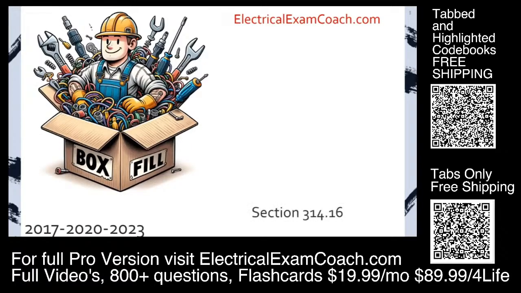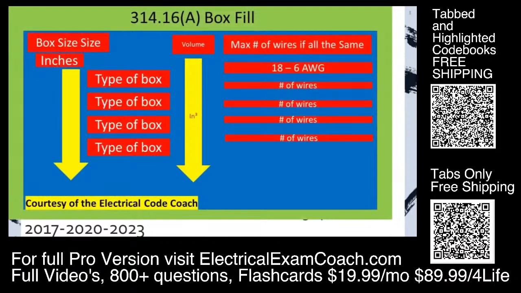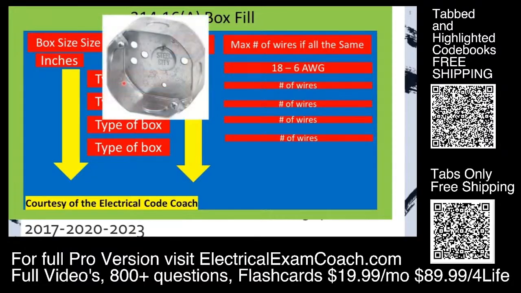We're going to be in section 314.16, and we have 2 primary tables that we're going to be using. The first one that we're going to cover is 314.16(A). On the left-hand side is going to be our box size in inches. The next column over is going to be the type of box, and there are several different types of boxes. The first one is going to be the round octagonal box. A round box is truly circular, and the picture listed here is actually an octagonal box.